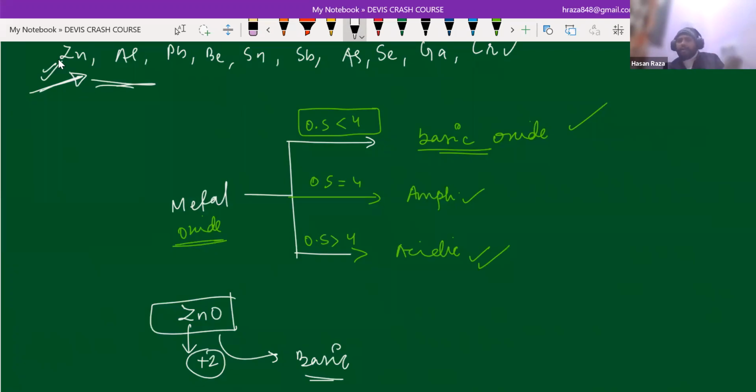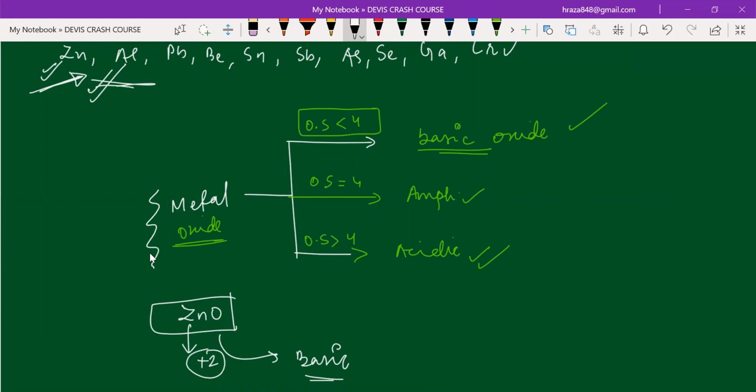You already know that the neutral oxides are basically only 3: CO, N2O, and NO. You just need to remember the amphoteric ones, because all non-metal oxides are acidic except neutral. The only difference is created by metal oxides. Got it? Can I change the slide? Please do write it. If you are done with this, let me know.